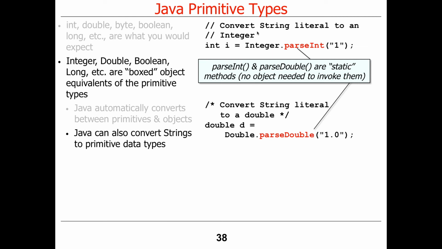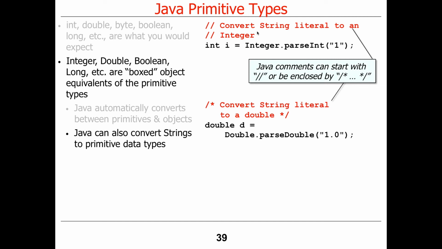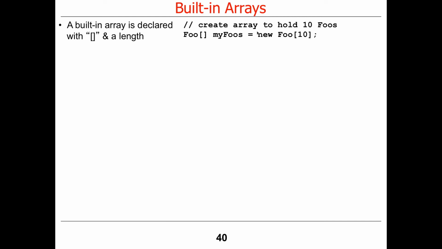You can also say parseDouble, and it'll turn it into an int or an integer, and so on. You can see that parseInt is something that's called a static method. You don't need to have an object in order for it to work. We'll talk more about that later. And of course, you can also see that there are different ways to do comments in Java as well. All right, so those are built-in types.